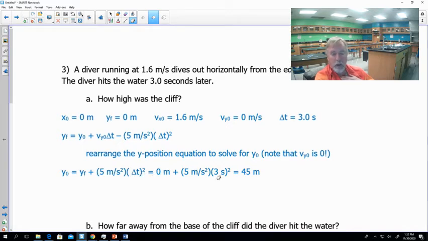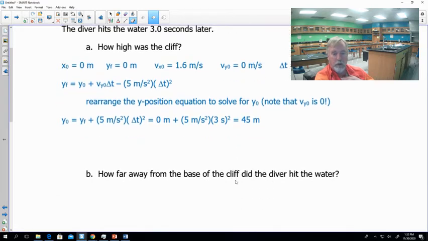We know our acceleration. We know our time. We just calculated our time was 3 seconds. And so we put them in together: 5 times 3 squared, 5 times 9 is 45 meters. So our cliff was 45 meters high. Again, sometimes we just have to rearrange the equation and plug some things in.